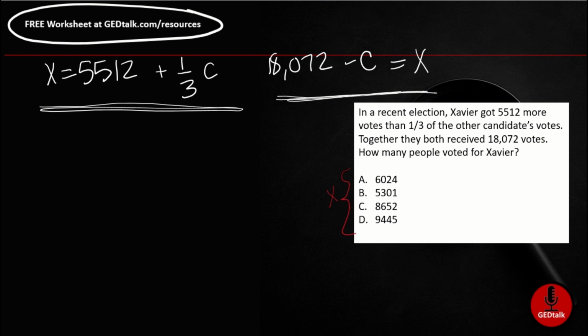We don't know what X is yet. We don't know what the C is yet. However, we do know there are two different formulas that we can use to help us, and we just need to make sure that they equal one another. So this is what I mean.